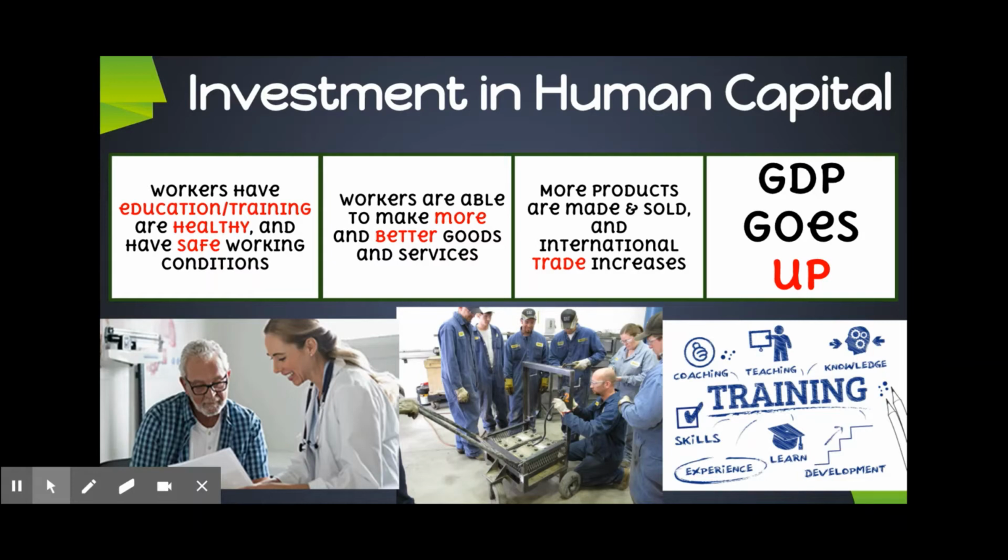So you spend money to educate or to train your employees, you spend money on their healthcare, or you spend money on safe working conditions. If you do all that, your workers are able to make more and better goods and services, which means more products are made and sold, and international trade increases, which means GDP goes up. So when you invest in your employees, you invest in your humans, it is a way to make GDP go up or to make more money.